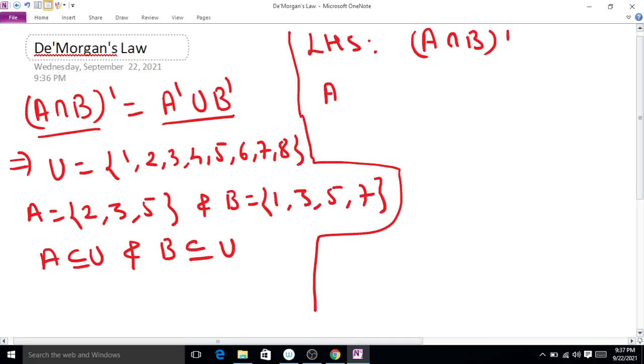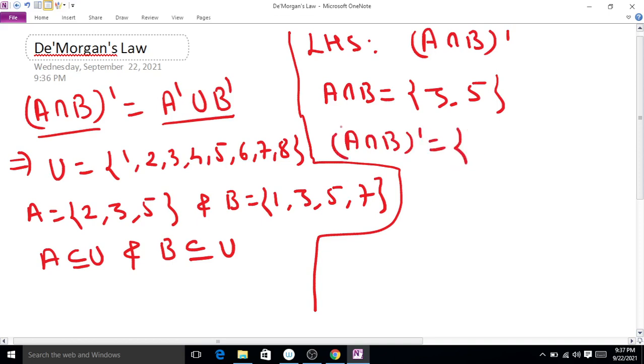First we want to determine A intersection B. Now we want to collect all x such that x is present in set A and set B. So A intersection B is equal to 3 and 5, the numbers common in sets A and B. So (A intersection B) complement is the collection of all x which do not belong to A intersection B but belong to set U. So it is 1, 2, 4, then 5 is present in A intersection B, so 6, 7 and 8. So this is the left hand side, (A intersection B) complement.